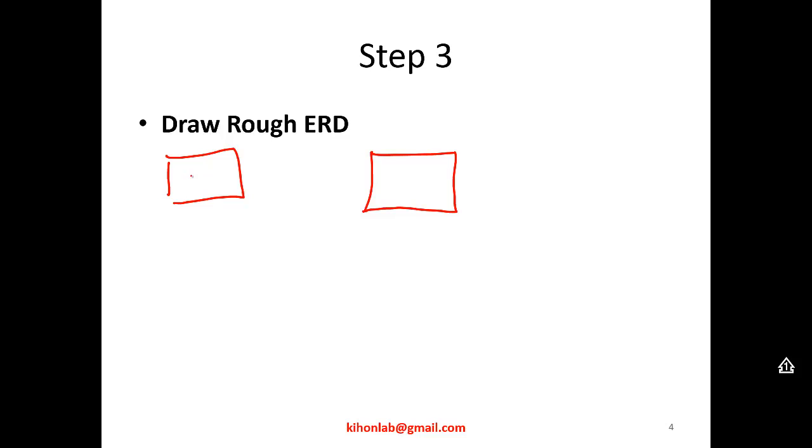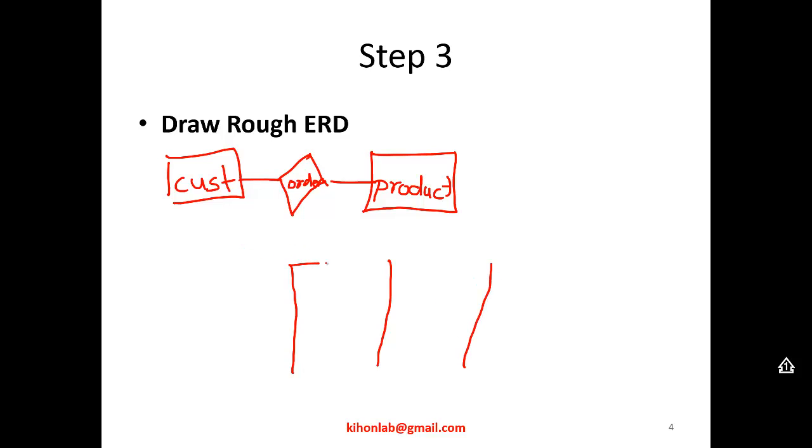Step 3, draw rough ERD. Customer and product and orders, customer orders product, or product has been ordered by customer. So this is a rough ERD. And to find out the relationship between the entities, the easiest method is to form a matrix of entities across.